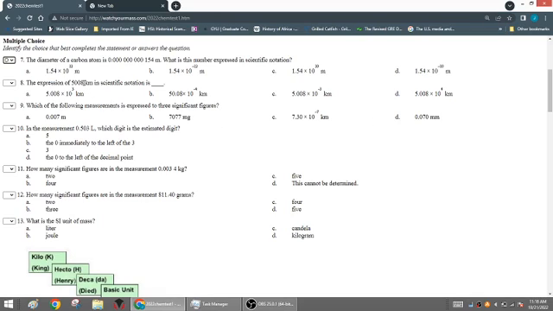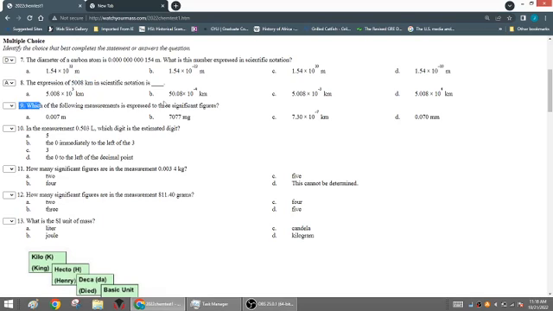I said by moving the decimal to the left, we're making this thing appear smaller, which means we're going to need a multiplier that's going to make it bigger. So 10 to the third, not 10 to the negative third. 10 to the third is 10 times 10 times 10, which is 1,000. So 5.008 times 1,000 is going to give us back our 5,008 kilometers. So A is the answer for that.